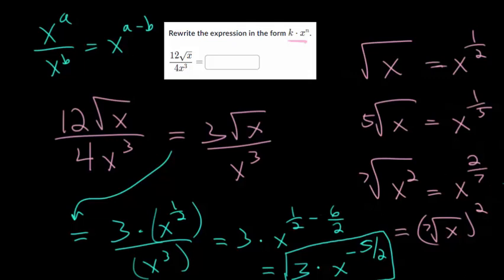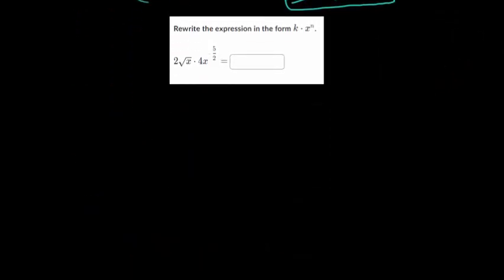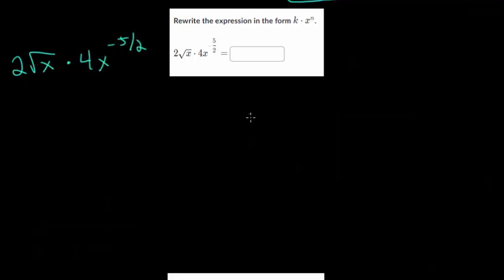So let's do a couple more of these more advanced problems. And like I mentioned, they're all fairly similar. So for this one, we have a product of these two exponential expressions. So let me just rewrite it. We have 2 root x multiplied by 4x to the minus 5 halves.